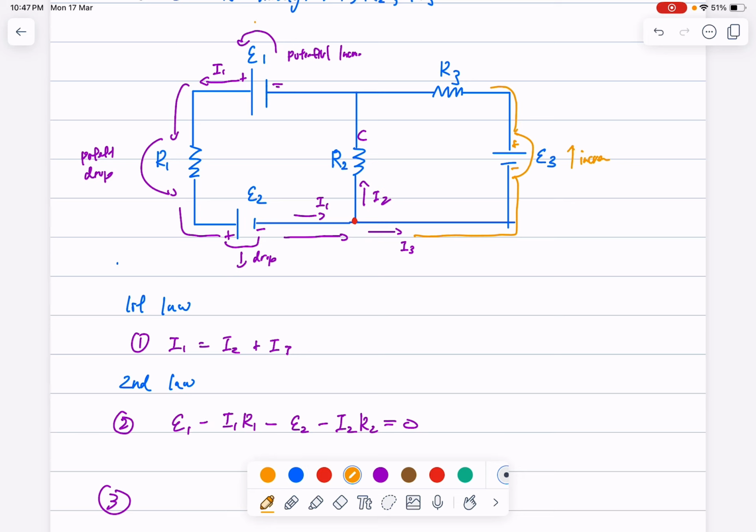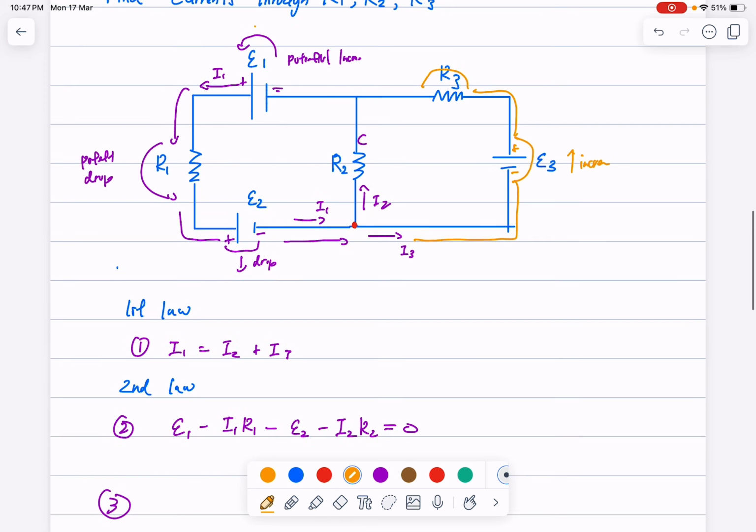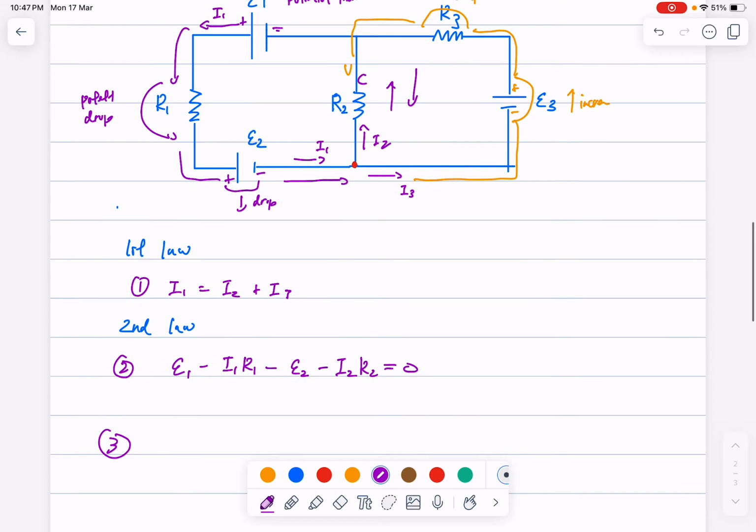Okay, so far so good. There's a potential increase as well. There's a potential decrease, a drop here. However, if I go down here in this direction, it should be I2, but I set I2 in the upward direction, and right now I'm going down. So that means it's negative. So that means there is a potential drop, which is negative.